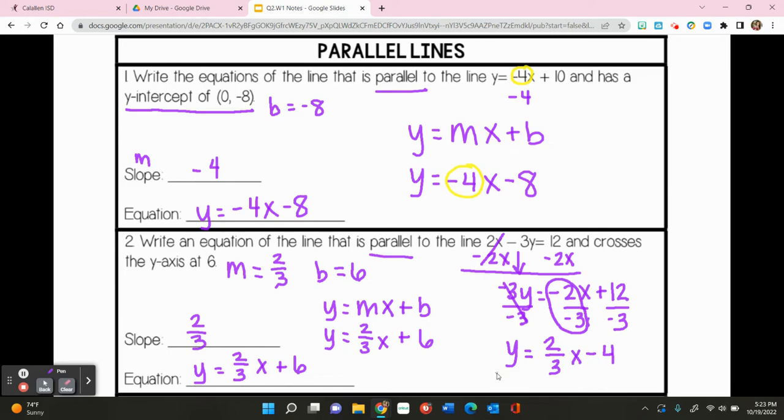So that's numbers 1 and 2. Again, just to reiterate, your slopes have to be the same in order for your lines to be parallel. So again, all I did was find the slope from my original equation, and that should be the slope of my new equation. And then my y-intercept is where it crosses the y-axis. So that's numbers 1 and 2. Let's go ahead and move on.